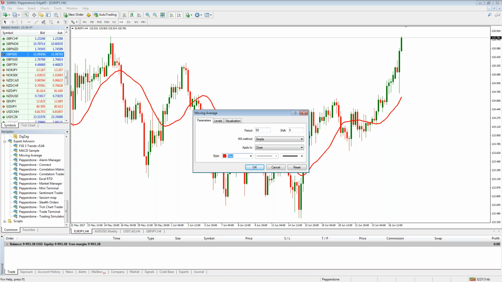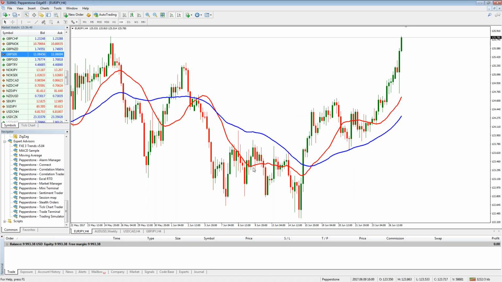So we'll make the red one the fast one. That'll be the 20. And the blue one here we see is the 50. Why do we make it red? We make it red because red cars go faster. Most people associate red cars with fast, so it's very easy to differentiate between the two. We know which one's the fastest moving average here. So we always go with red. That's just how we seem to do it.